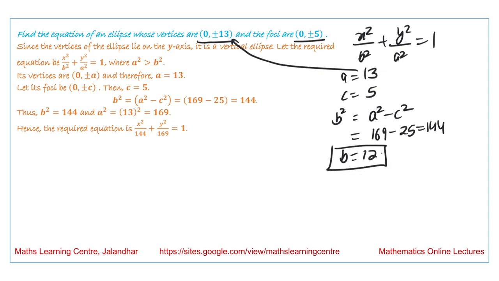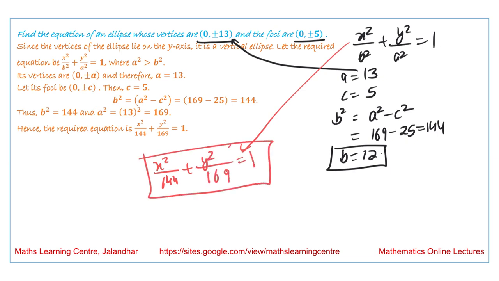If we are talking about the length, it is 12. So the required equation will be x square over b square, that is 144, plus y square over a square, 13 square is 169, that is equal to 1. So this is the required equation of the ellipse.